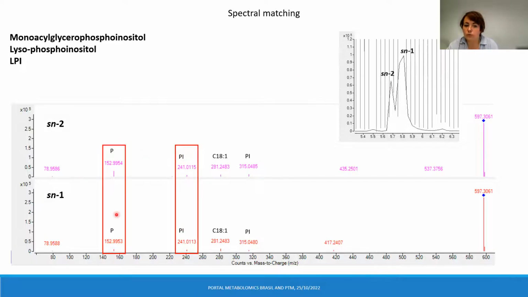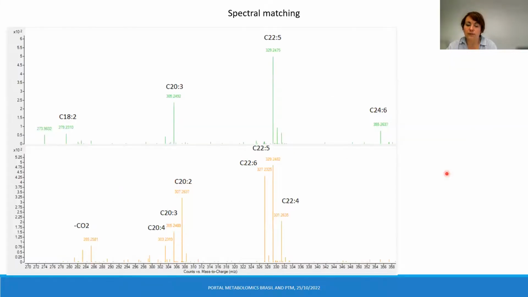If we are not so sure whether this is enough difference to say that this is the SN2 form or not, we can always go back to the retention time, to the chromatography, and check which spectrum came from which peak, and then also confirm our findings.